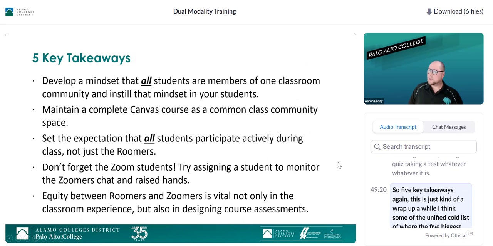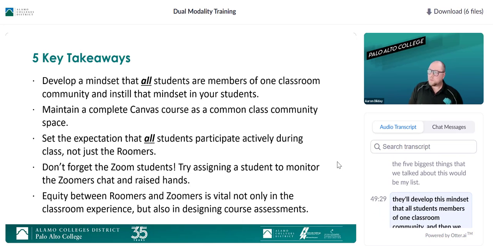So 5 key takeaways. Again, this is just kind of a wrap up of what I think, if I had to come up with a list of the 5 biggest things that we talked about, this would be my list. Develop this mindset that all students are members of one classroom community. And then when you have that mindset, try and get your students to buy into that mindset as well. Maintain a Canvas course as a communal space that everyone has the equal experience with, because they're all going to log into Canvas through a computer. They're all going to experience that the same way. While they all can't be in the classroom together, Canvas can be experienced the same way for everybody.